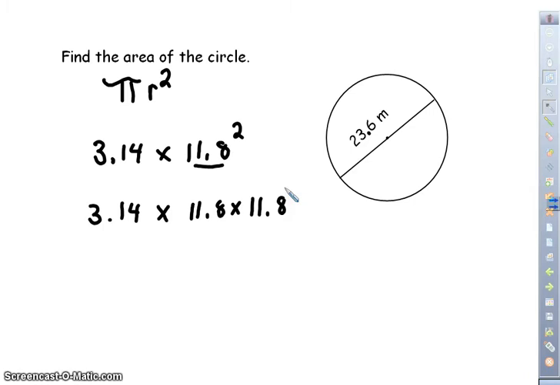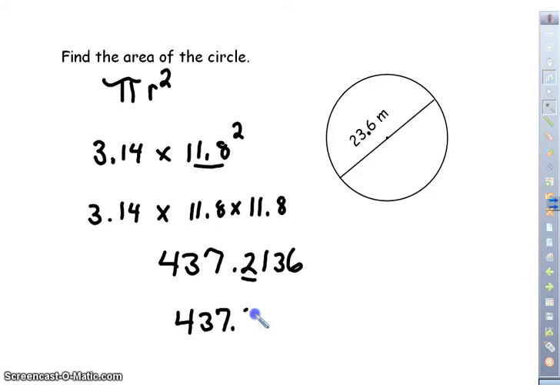3.14 times 11.8 times 11.8, and you're going to get 437.2136. So 437 and 2,136 ten-thousandths. Now again, rounding to the nearest tenths, you get 437 and 2 tenths, and we're dealing with area. Therefore, it is meters squared.